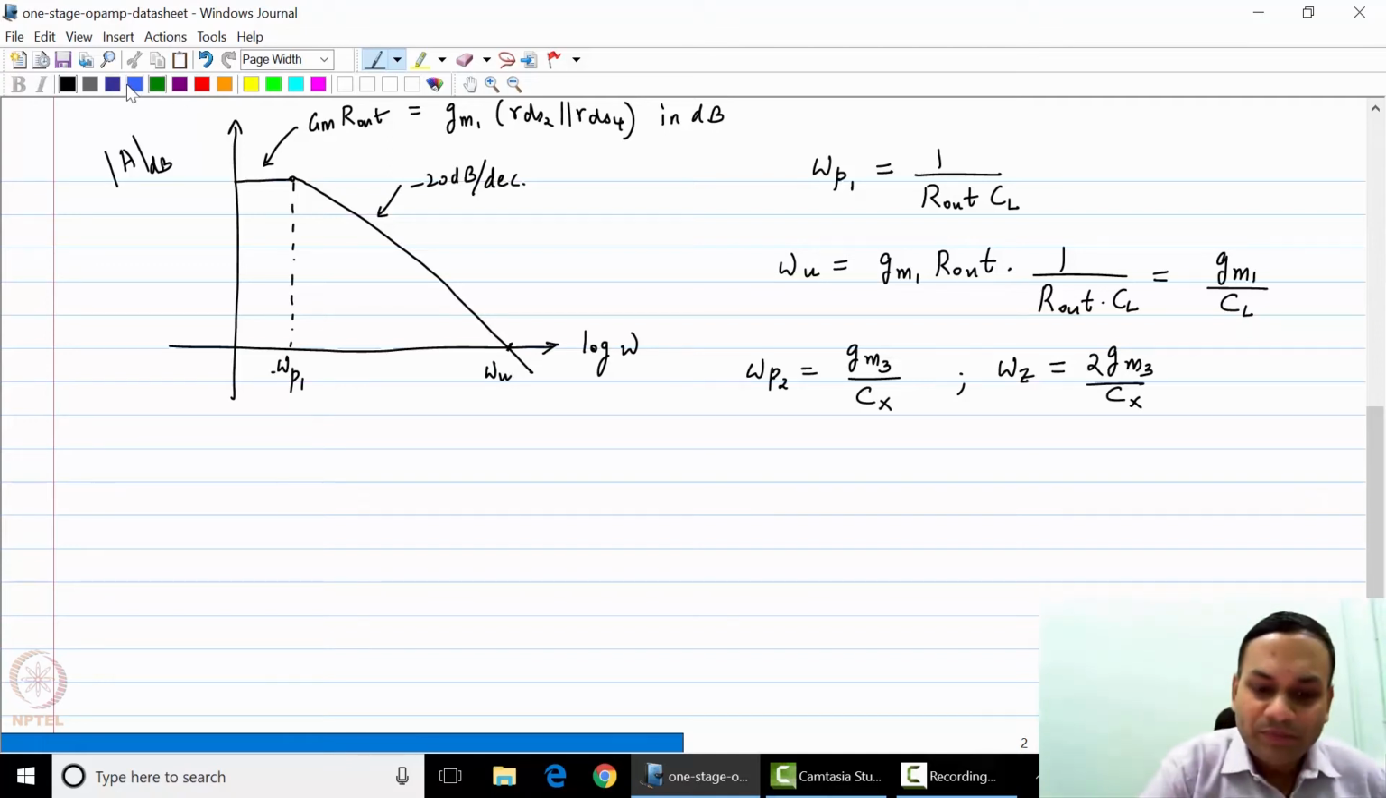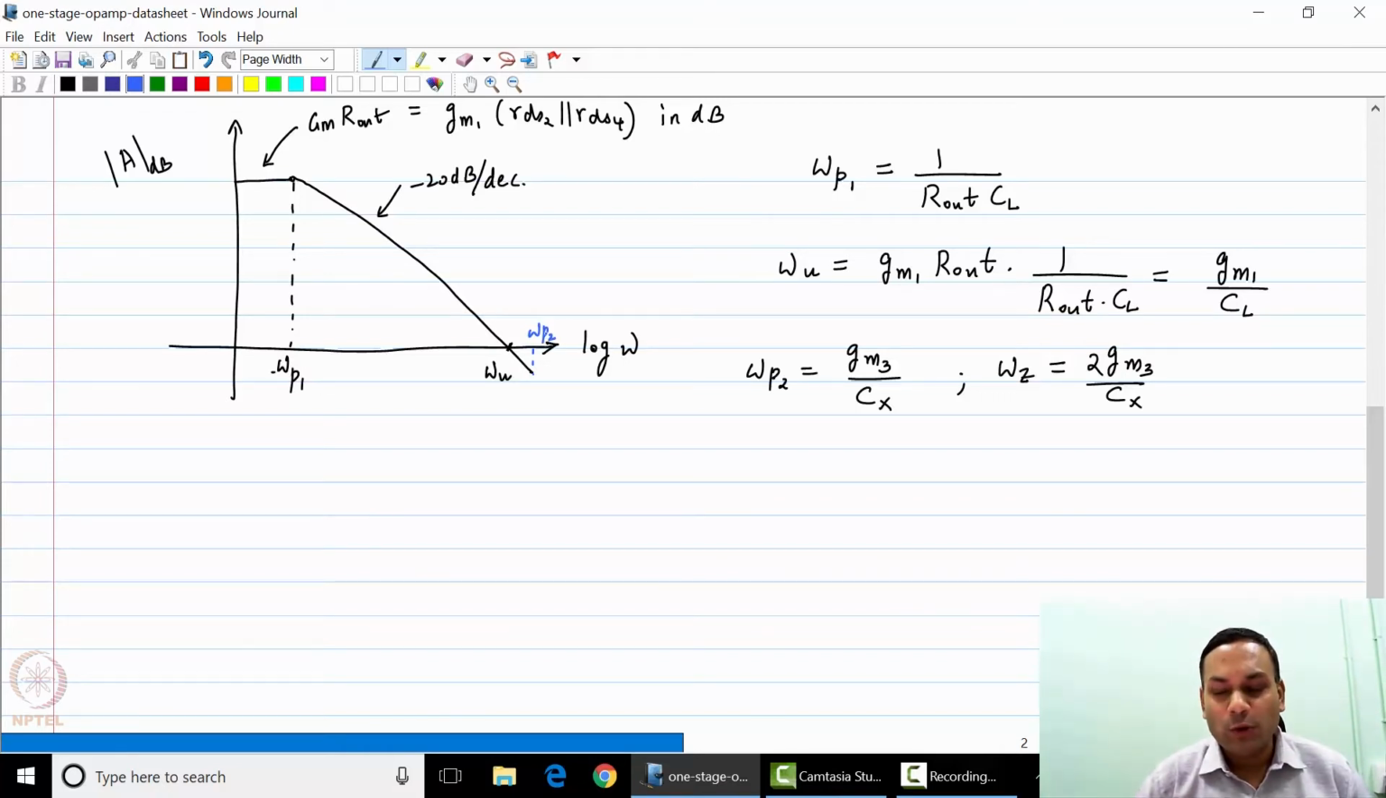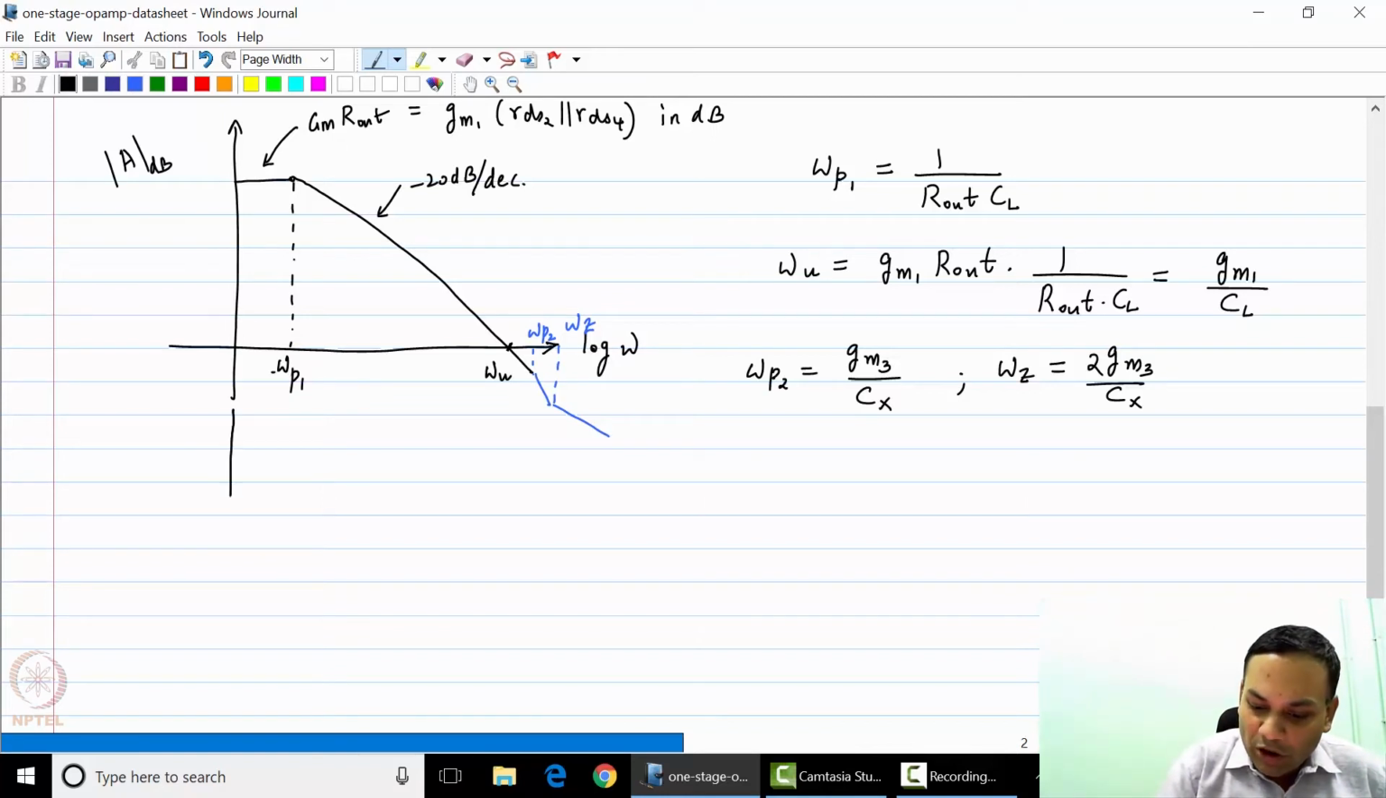So if you were to show this with blue color, the op-amp should have been designed such that omega P2 occurs after omega U, so that till it hits a gain of 1, it looks like a single pole system, so that it starts going down faster until it hits omega Z, and then it starts going down at 20 dB per decade again. So this would be the magnitude plot of the system. I encourage you to draw the phase plot of the system as a homework exercise.